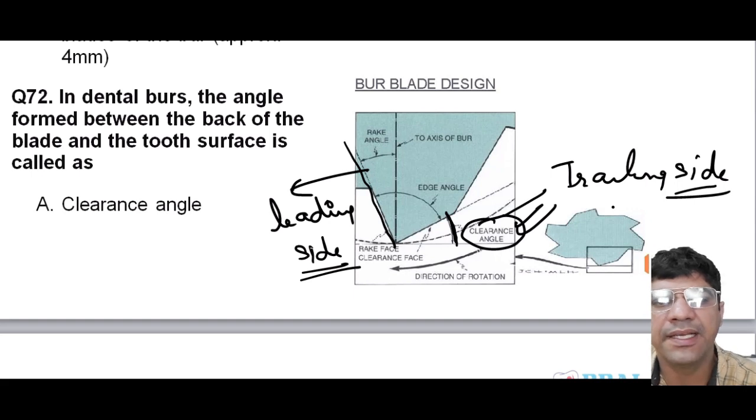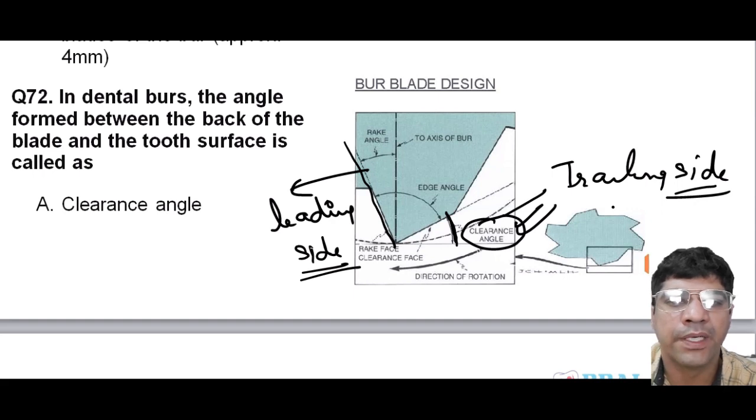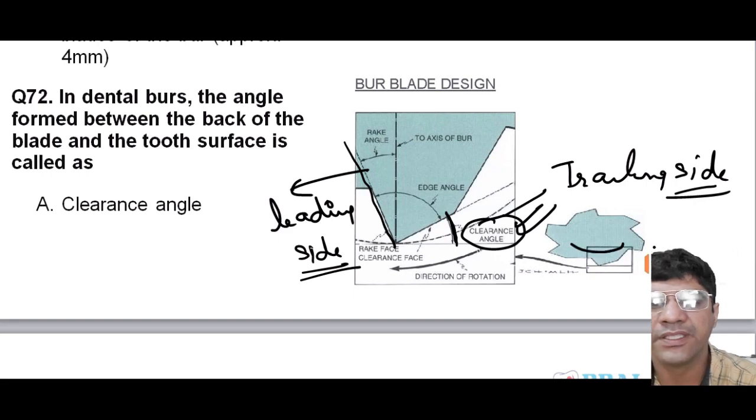So increasing the clearance angle in the dental burr is a way to reduce the rapid dulling of the burr's cutting edge. A larger clearance angle provides more space between the cutting edge and the tooth surface, thereby reducing the friction.